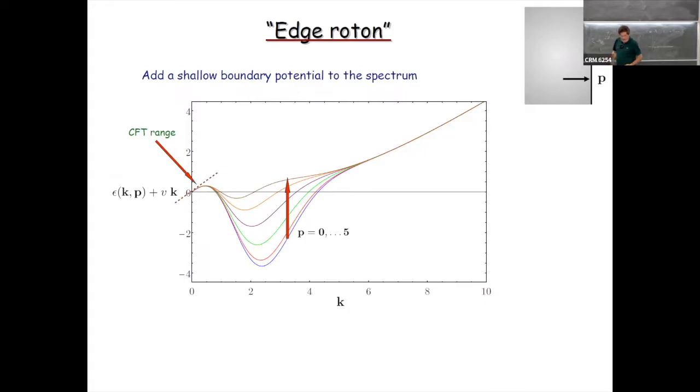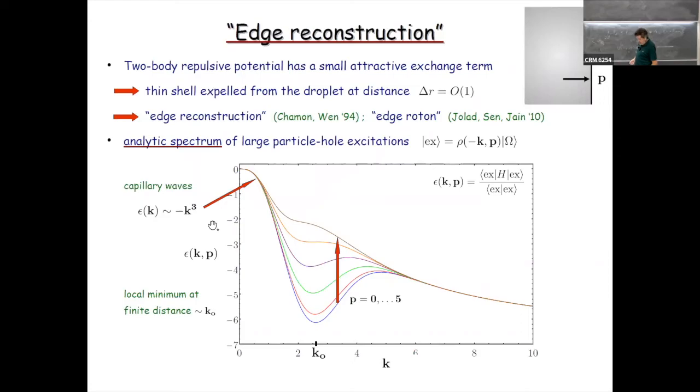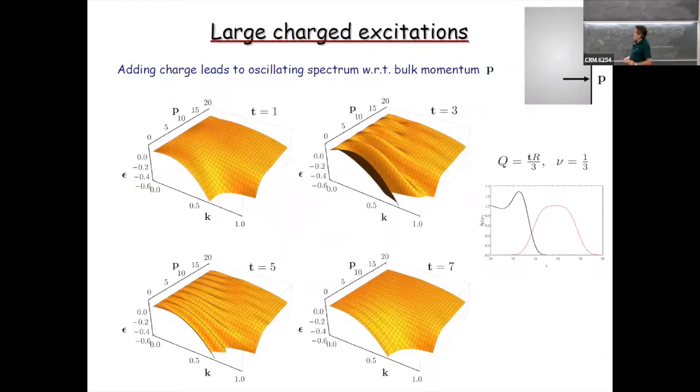and so that would be the conformal field theory range, which is linear behavior. Now we are in the extended range, where you see nonlinear effects, and you have this dip, which has also been called edge roton, but has nothing to do with the roton. And then there is also a non-trivial dependence with respect to momentum.